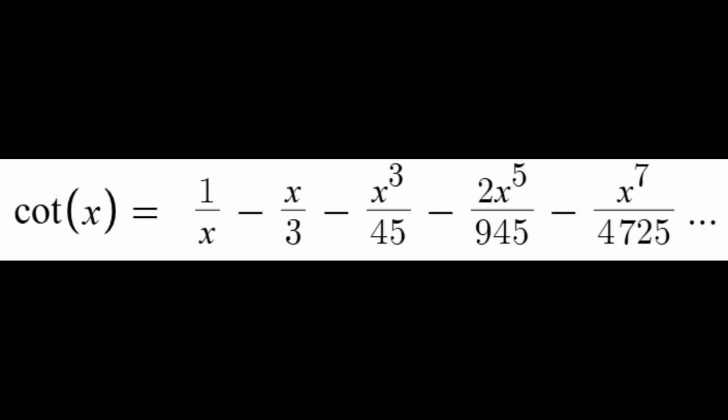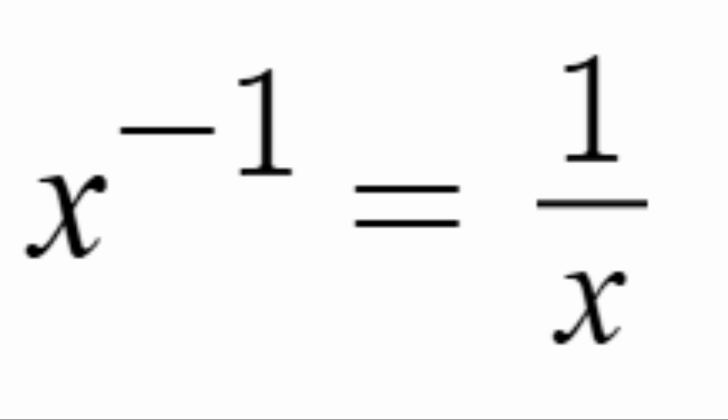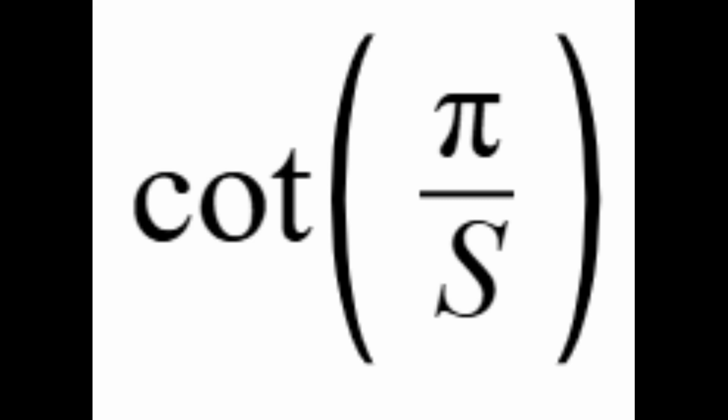Finally, we get that cot x equals 1 over x minus x over 3 minus x cubed over 45 minus 2x to the 5 over 945 minus x to the 7 over 4725, and so on, which has a different name and is called a Laurent series, which just means it has a negative power as opposed to a Taylor series, which only has positive powers. Now we can see what cot pi over s looks like as a polynomial.